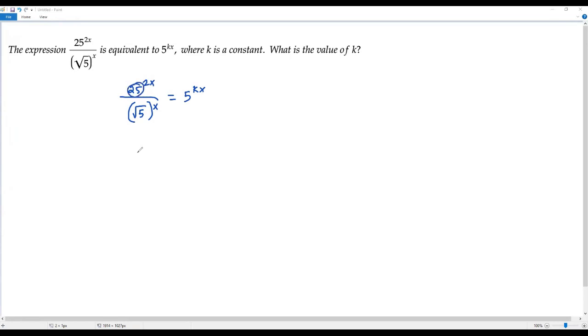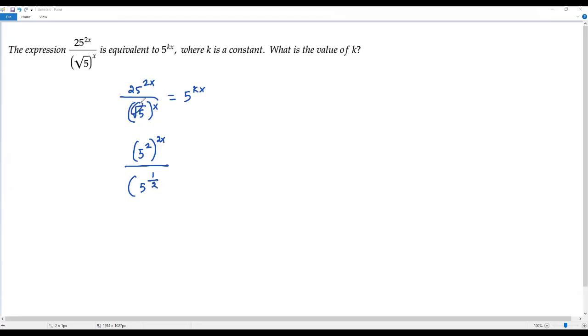We can write this 25 as 5 squared, because 25 is a power of 5. Here we already have the exponent 2x for 25, and the same exponent can be taken over here. In the denominator, we can write this square root as an exponent. Whenever we write a radical as an exponent, it will be a fraction with numerator 1, and the denominator has to be the index of the radical. Since this is a square root, the index of the radical is 2, so that 2 should be taken over here.